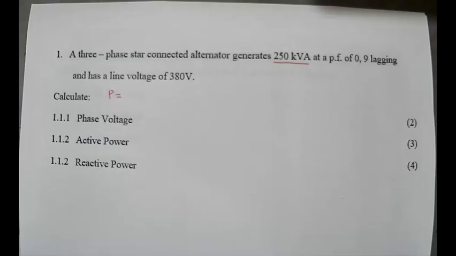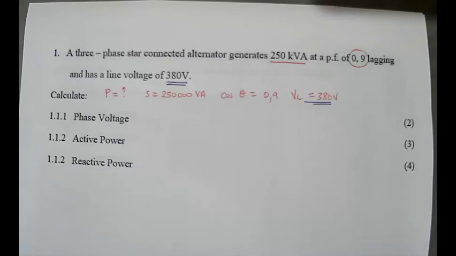So that power will be the apparent power, and the apparent power is 250,000 volt amps. Then they gave us a power factor of 0.9. Don't forget that power factor is cos theta. Theta is the phase angle. The answer of cos theta is 0.9, and cos theta is the power factor. The line voltage is 380 V. And then it's a three-phase system, but it's star system.